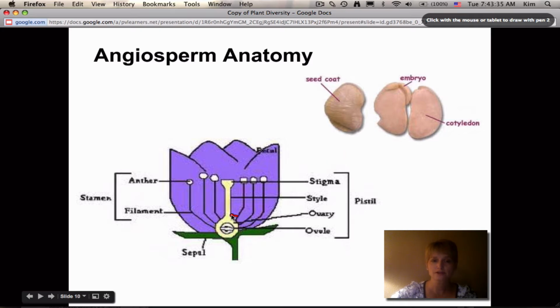And this ovary protects that embryo. So we have the little flower embryo, that's the fertilized cell, and the ovary protects that, and the ovary is actually the fruit that develops from the angiosperm. So when you eat an apple or you eat an orange, you're actually eating the ovary from a flower.